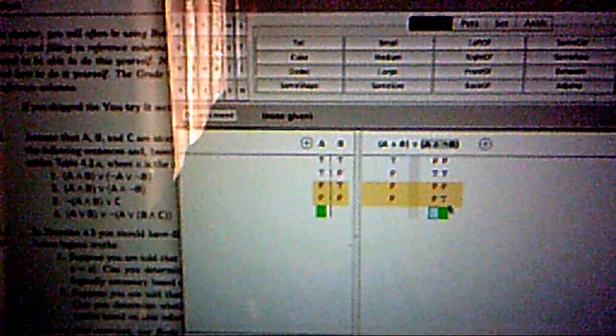It's only true when both sides are true. True, false makes it false. True, true makes it true. False, false makes it false. And false, true makes it false.